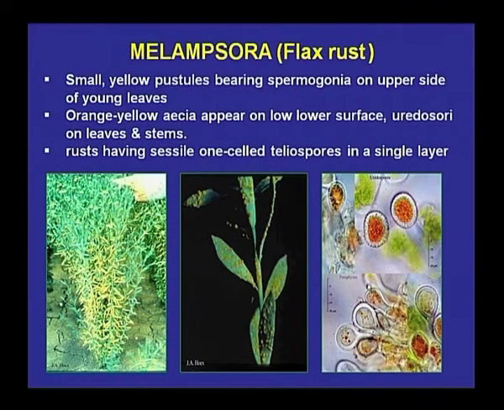Then we come to Melampsora or the flax rust. Flax is a very economically important, oil yielding plant. This shows small yellow pustules bearing spermagonia on the upper side of young leaves. Orange or yellow aecia appear on the lower surface. Uredia are on leaves and stems also; you see the stem is also infected. The rust has sessile spores, so there is no pedicel under the spores. One-celled teliospores, these are the teliospores, and they appear in a single layer.